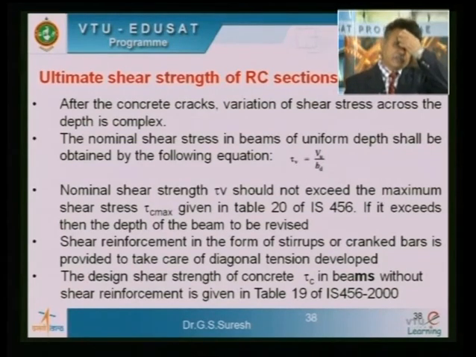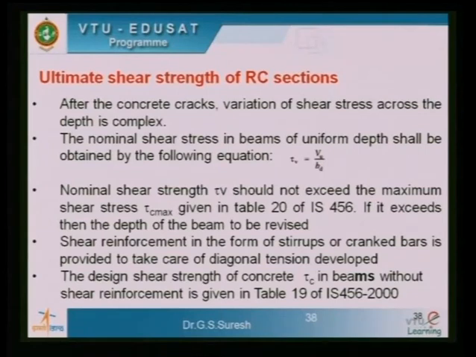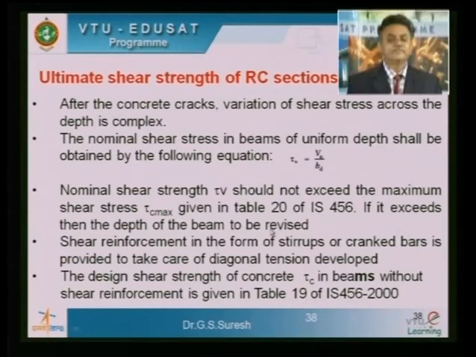The nominal shear stress tau v should not exceed a maximum value given as tau c max in the code. This is given in Table 20, page 73 of IS 456. Whatever reinforcement you are providing for the shear, you should not exceed the value of tau c max. If it happens, you increase the depth. If tau v is greater than tau c max, then you revise the section. You increase the depth generally.